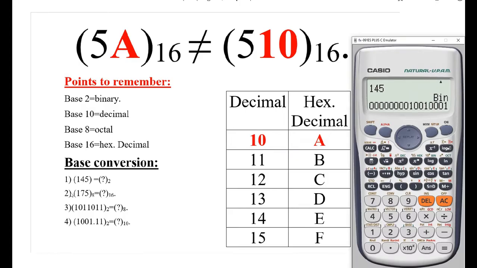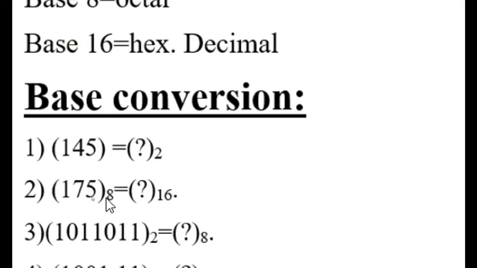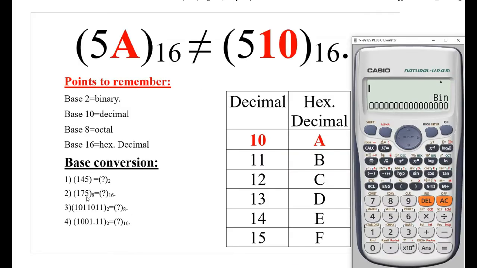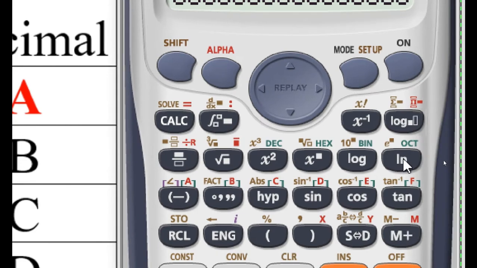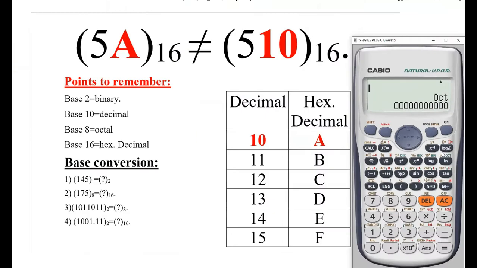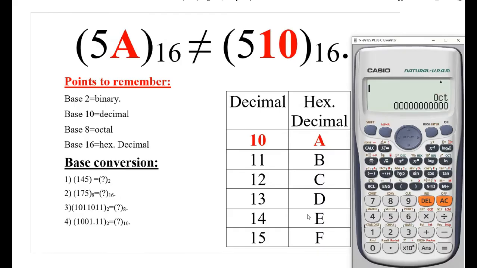Let's convert this octal number into the hexadecimal. First of all, we have to store the number 175 as a octal. So we have to select the OCT. Let's search for OCT, that means octal number. Now the mode is in octal, and let's give the input 175, and let's store by pressing equals.